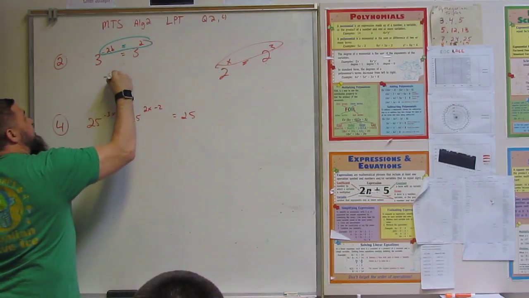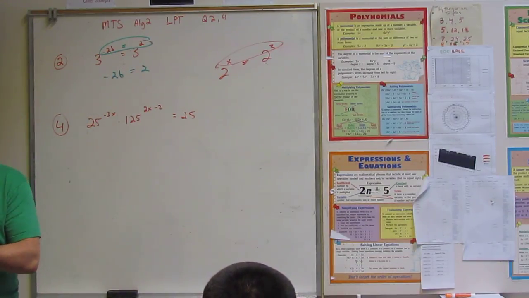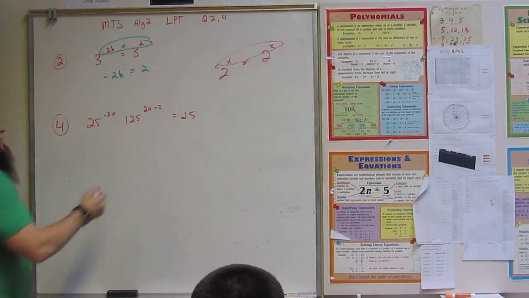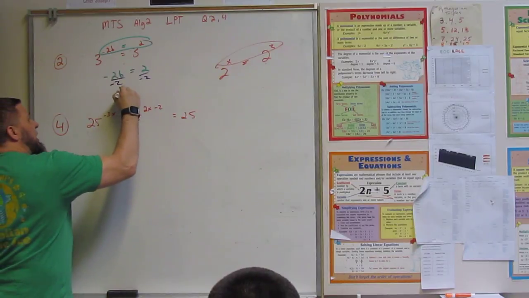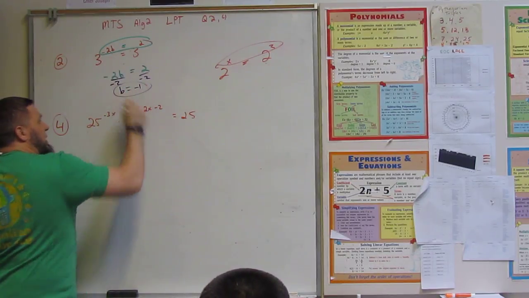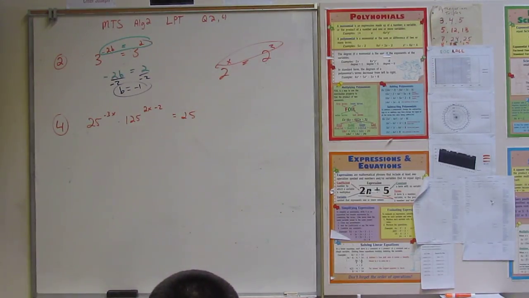So negative 2b has to equal 2. Right? So how do I get b alone? Divide by negative 2, right? So b is equal to negative 1. Done. That's it. Is that easy? Right? Can everyone do that? That's just basic algebra. Is that the answer? That's the answer. That's it.